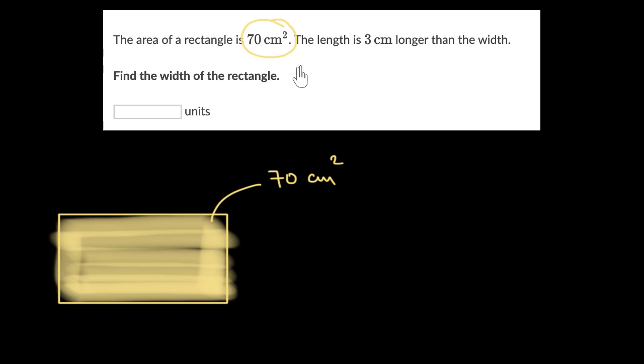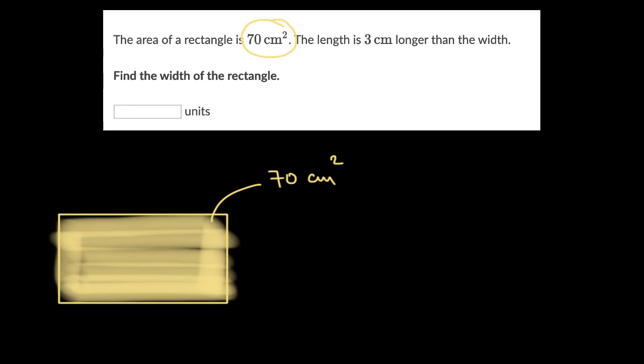For example, in this case, the first statement is very clear. It directly tells us that the area of this rectangle is 70 centimeters square. But the second statement here is kind of important because it relates the dimensions of the given rectangle with the given area. Now you might question how. So let's see. Now it says that the length is 3 centimeter longer than the width.